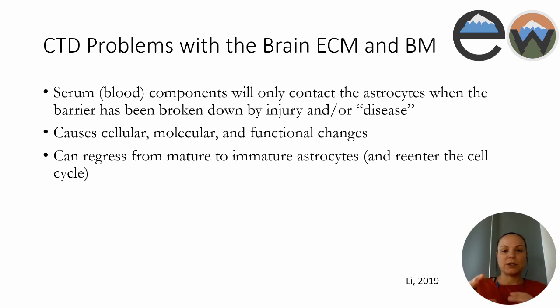These astrocytes, well, again, we're going to talk about these a little bit more in this and then in the second presentation as well. They can actually regress from mature, well-functioning astrocytes to immature astrocytes that don't respond appropriately, and they will re-enter the cell cycle as immature astrocytes, promoting the continued presentation of an immature astrocyte rather than the mature ones that we used to have. So it creates this bad cycle.